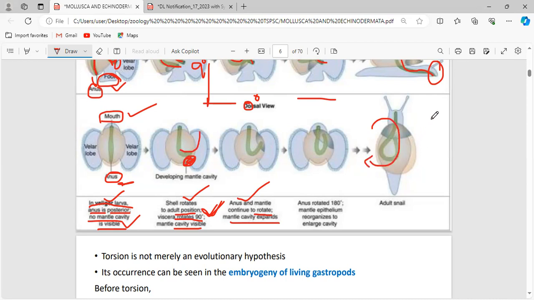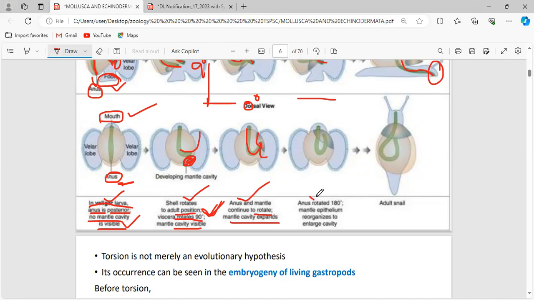See, this is clockwise direction where the clock moves. And this is anti-clockwise direction, which is opposite to the way the clock moves. Clear? Now, see, again, it continues moving. When it continues to rotate, this mantle cavity starts to expand a little bit.